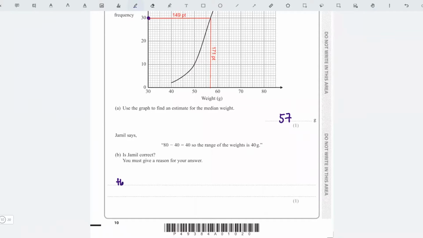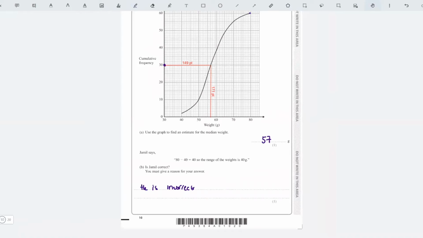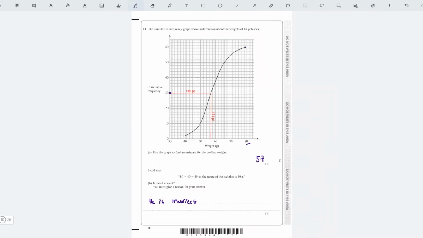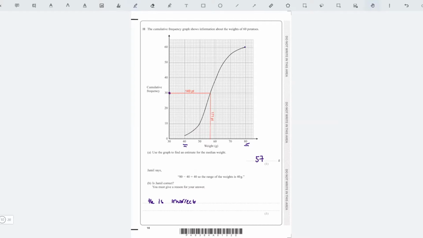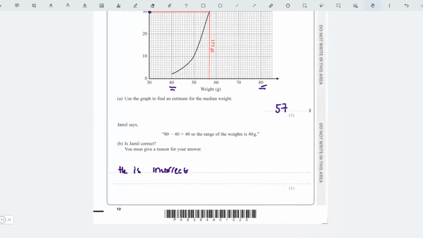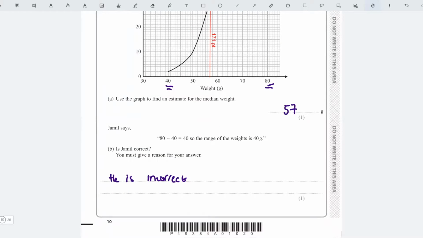So I'm going to say, first of all, straight away, he is incorrect. And now I've got to prove it. So he's saying that 80 take away 40. So he's saying that the maximum weight is 80 and the smallest weight is 40. And I think he is wrong, by just looking at the weights here and here. Because when you plot a frequency diagram, you always plot the upper bound with the frequency. So you don't actually know what the real number is.